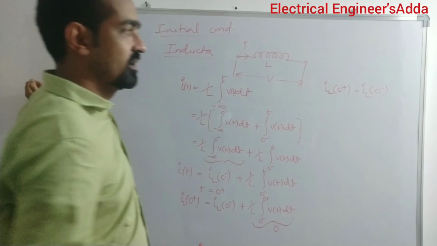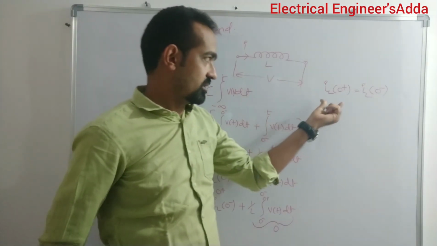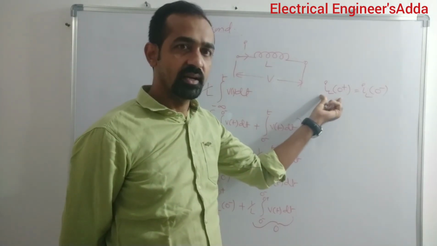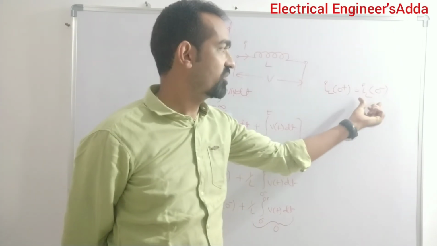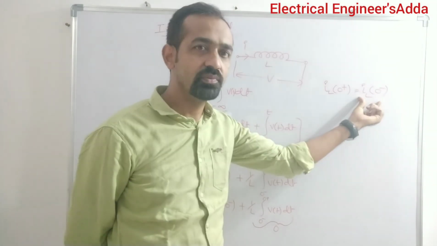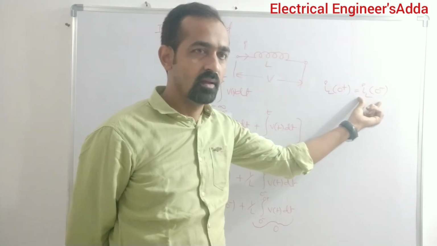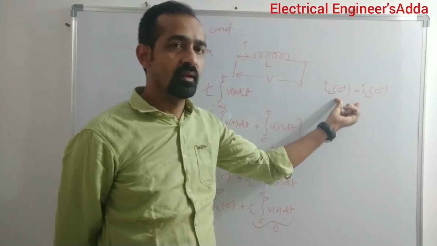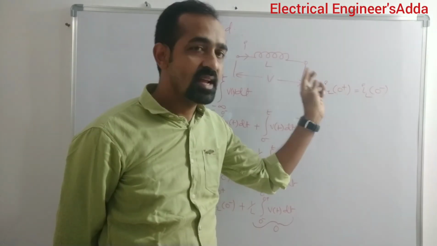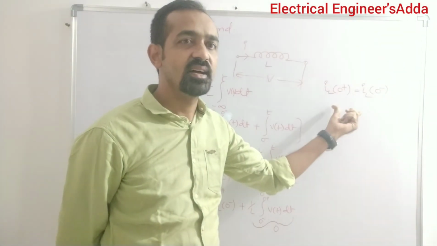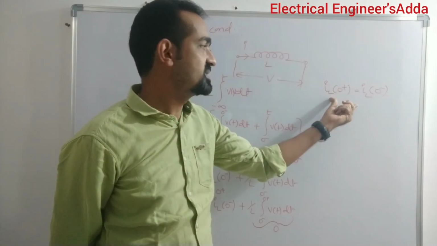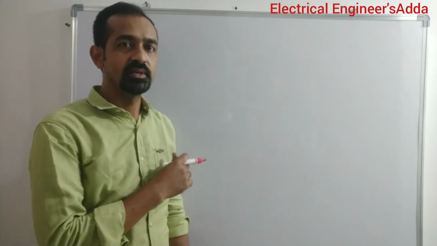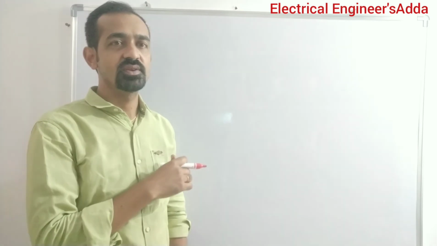Here the current flowing through the inductor just after closing the switch is equal to the current flowing through the inductor just before closing the switch. This means that the inductor does not allow sudden changes in the current. Next we will see what is the initial condition of the capacitor.